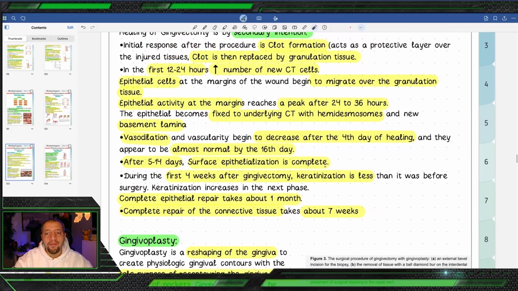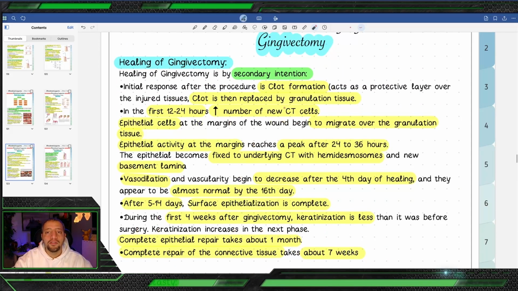Okay? Why am I annoying you with all this information? Because you will see questions discussing granulation, the maximum activity of the epithelium, the time frame when vasodilation will start to reduce after healing, and the time when surface epithelialization is complete. So please memorize these few lines. Try to make a story in your mind and memorize it. And I think it makes sense.